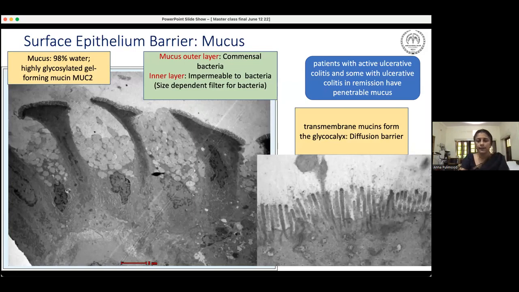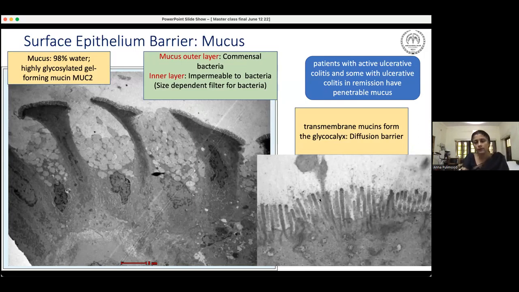So these are high-power electron microscopic images of the surface epithelium. So you see this goblet cell full of mucin droplets, another goblet cell. And here this goblet cell has actually discharged some of the mucin onto the surface, mucus. And these are the columnar cells. They are between the goblet cells and they have a brush border like this.